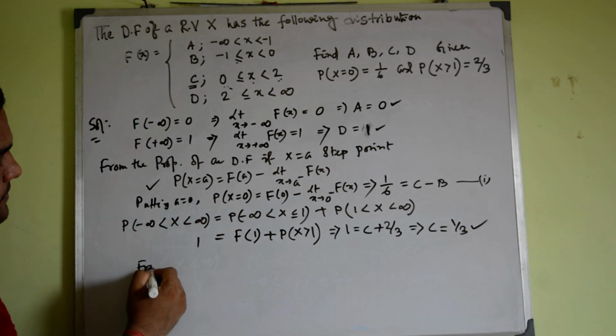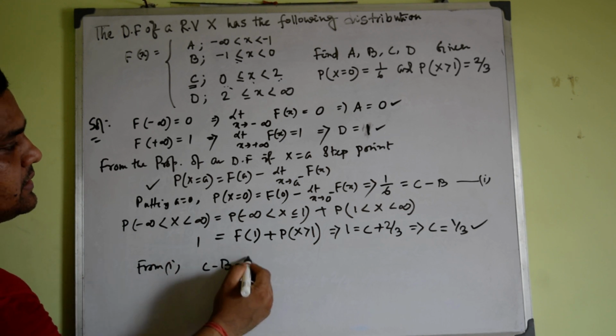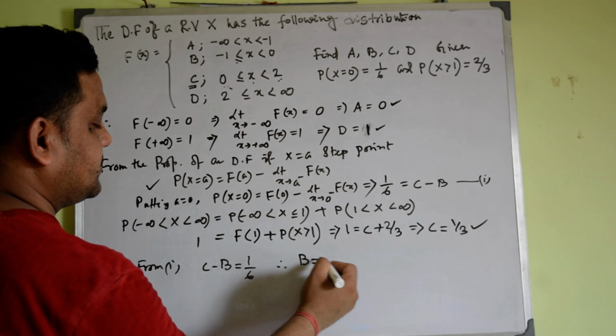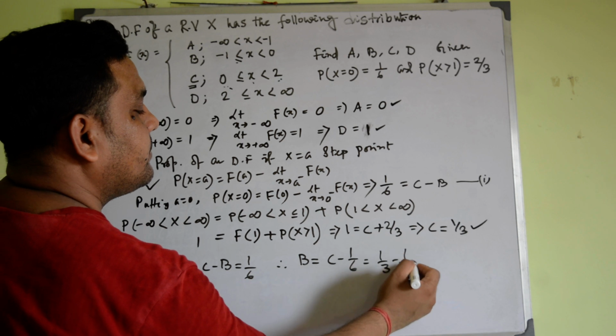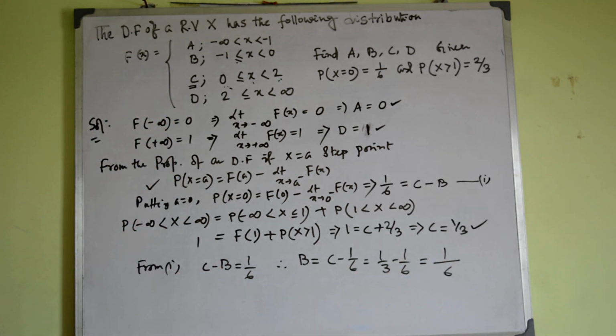Now from equation 1, c minus b is equal to 1 by 6. Therefore b is equal to c minus 1 by 6. So 1 by 3 minus 1 by 6 gives you b equal to 1 by 6.